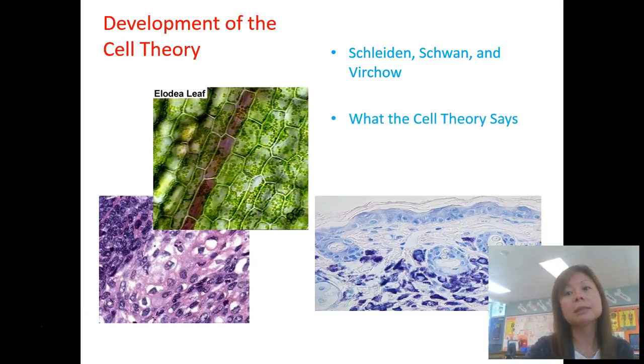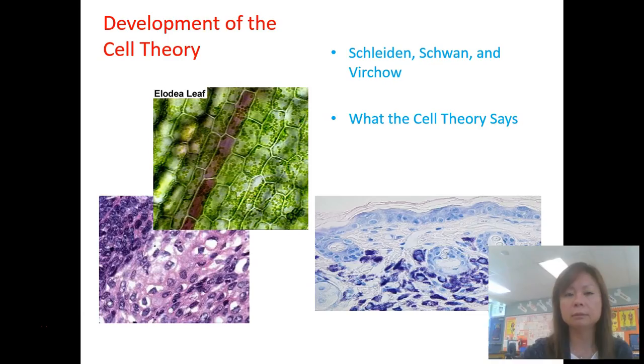The cell theory says three things. One of the things the cell theory says is that all living things are made of cells, whether it's a mosquito or a cow or a person or even a rose. They're all made of cells.